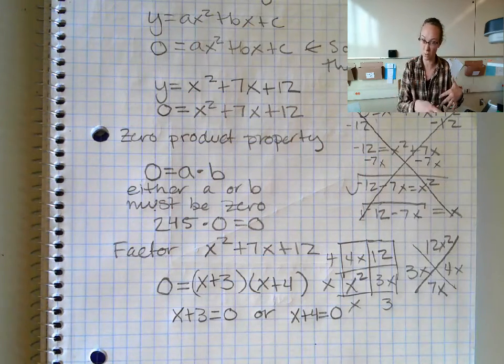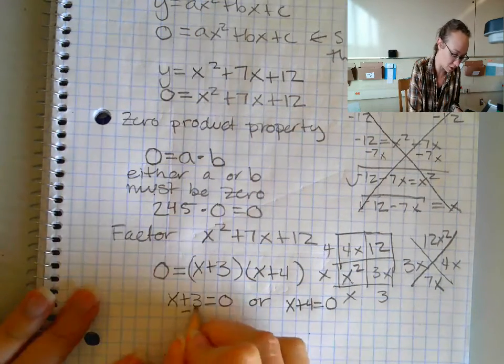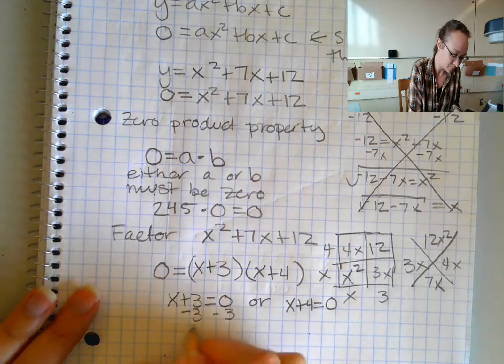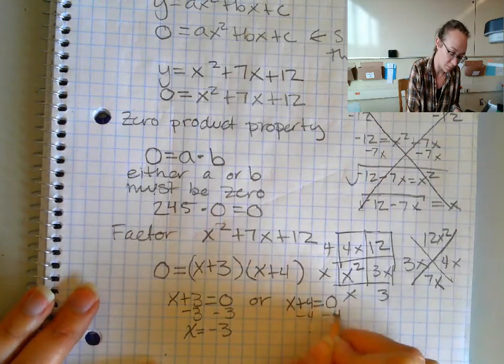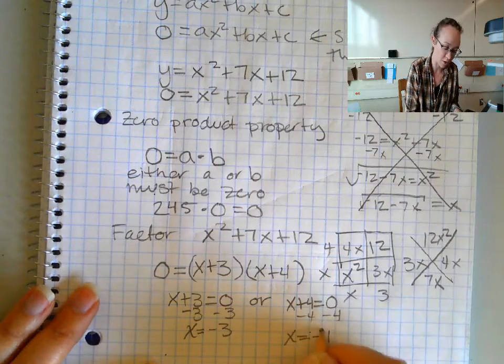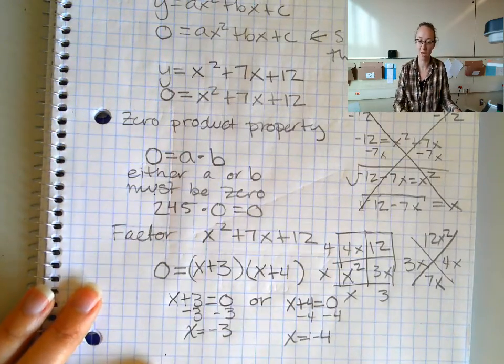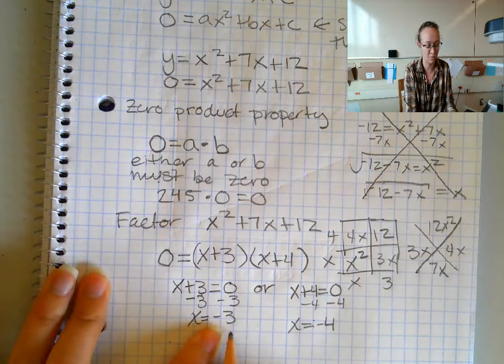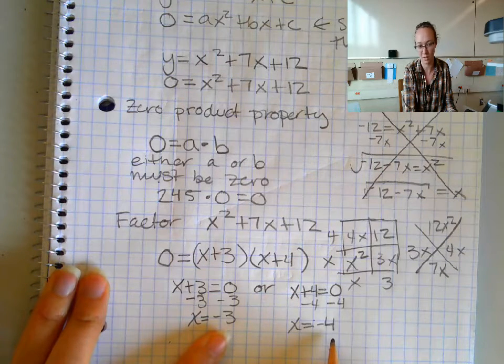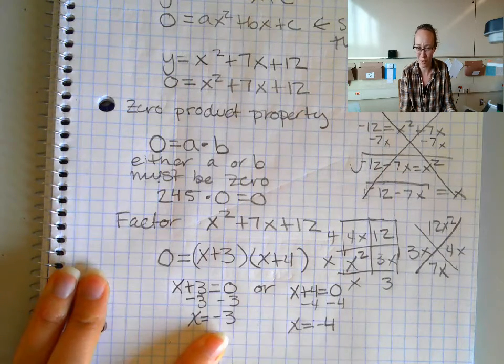What values of x would make that true? We can just solve the equations. We get x equals negative 3, and we get x equals negative 4. So that means that there are in fact two solutions to this equation, both x equals negative 3 and x equals negative 4. How is it possible that we have two different solutions to the same problem?